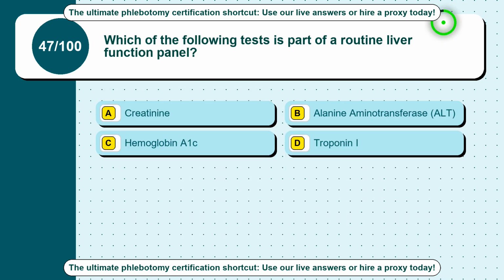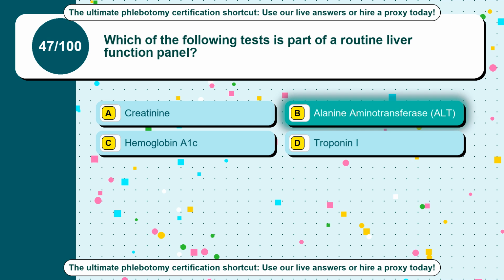Question 47. Which of the following tests is part of a routine liver function panel? Option A. Creatinine. Option B. Alanine aminotransferase, ALT. Option C. Hemoglobin A1c. Option D. Troponin I.